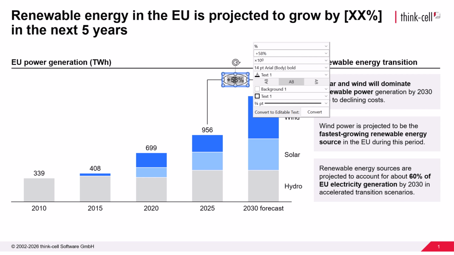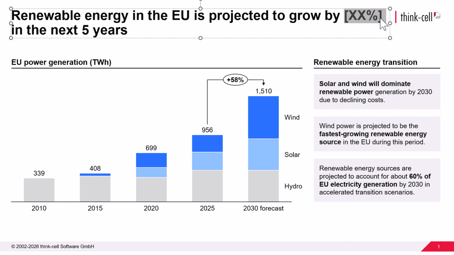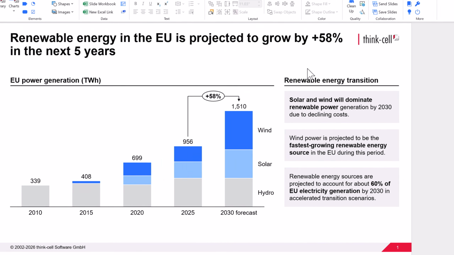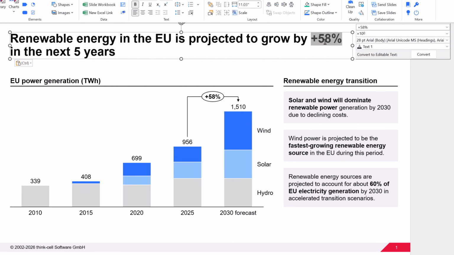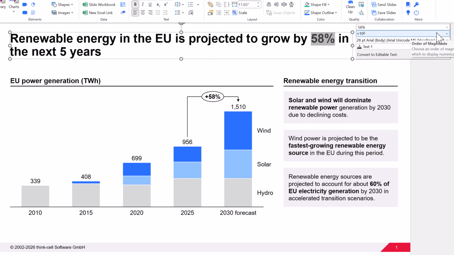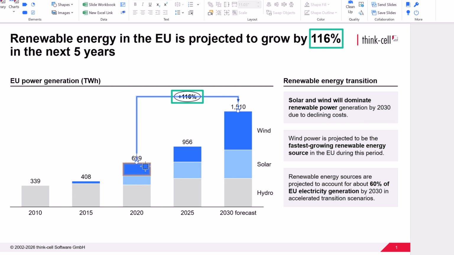Select the arrow label text, copy it, and paste it into your slide title. To change the format of the slide title text, select the text to open the mini toolbar. On the Format menu, select the format without the plus sign. If you adjust the arrow to show the difference between 2020 and the 2030 forecast, you can see that the arrow label, as well as the slide title, updates automatically.